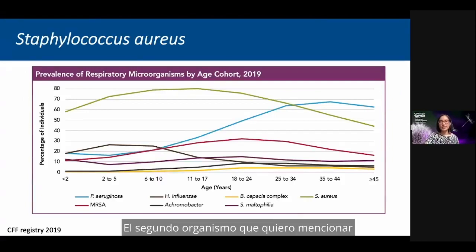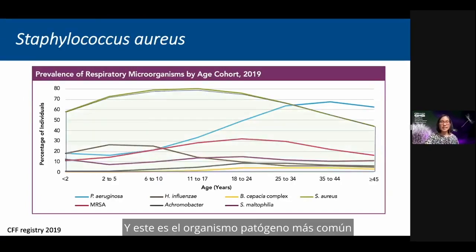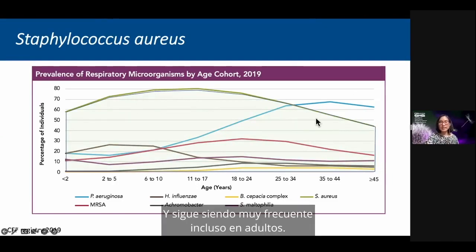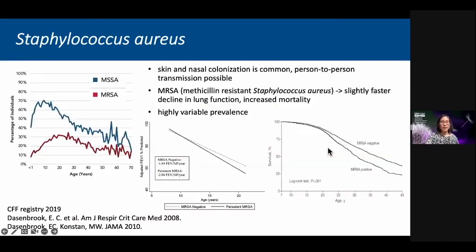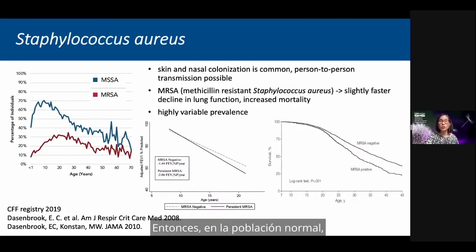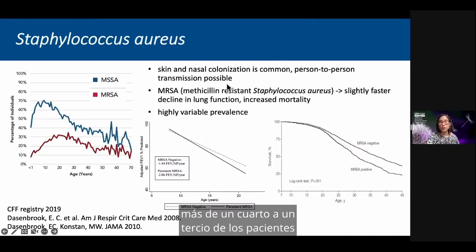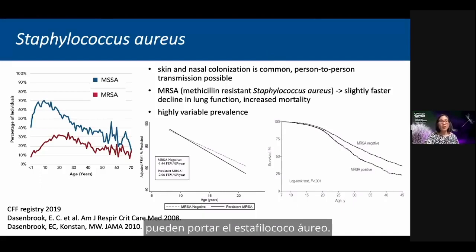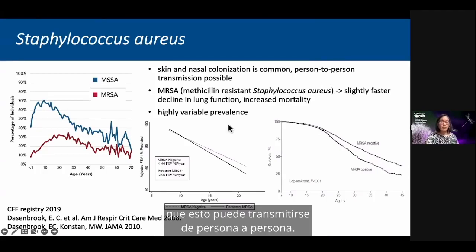The second organism that I want to mention is Staphylococcus aureus. And this is the most common pathogen identified in young patients, and it remains still very prevalent even in adults. Staph aureus is a very common colonizer of the skin and the nose, even in patients without CF. So in the normal population, upwards of a quarter to a third of people may carry Staph aureus on themselves. And there's also been evidence that this can be transmitted from person to person.